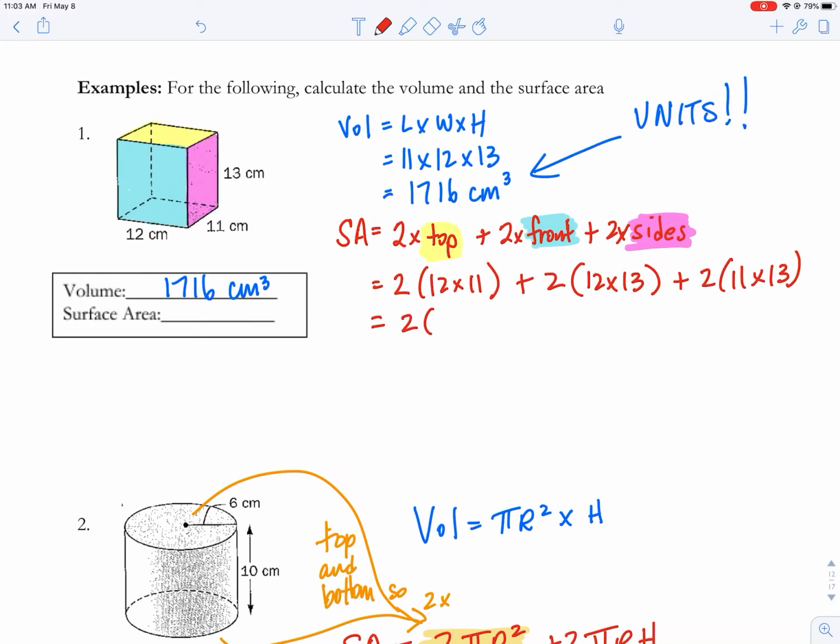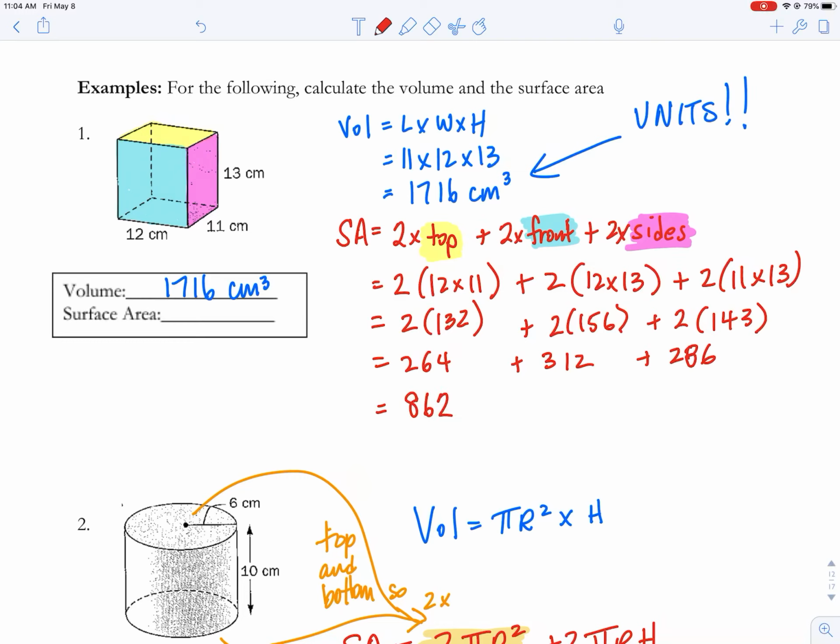So that's 2 times 132, which is 264, plus 2 times 156, which is 312, plus 2 times 11 times 13 is 143, and that works out to 286. So when you add that all together, I got 862 centimeters squared, because surface area is always centimeters squared.